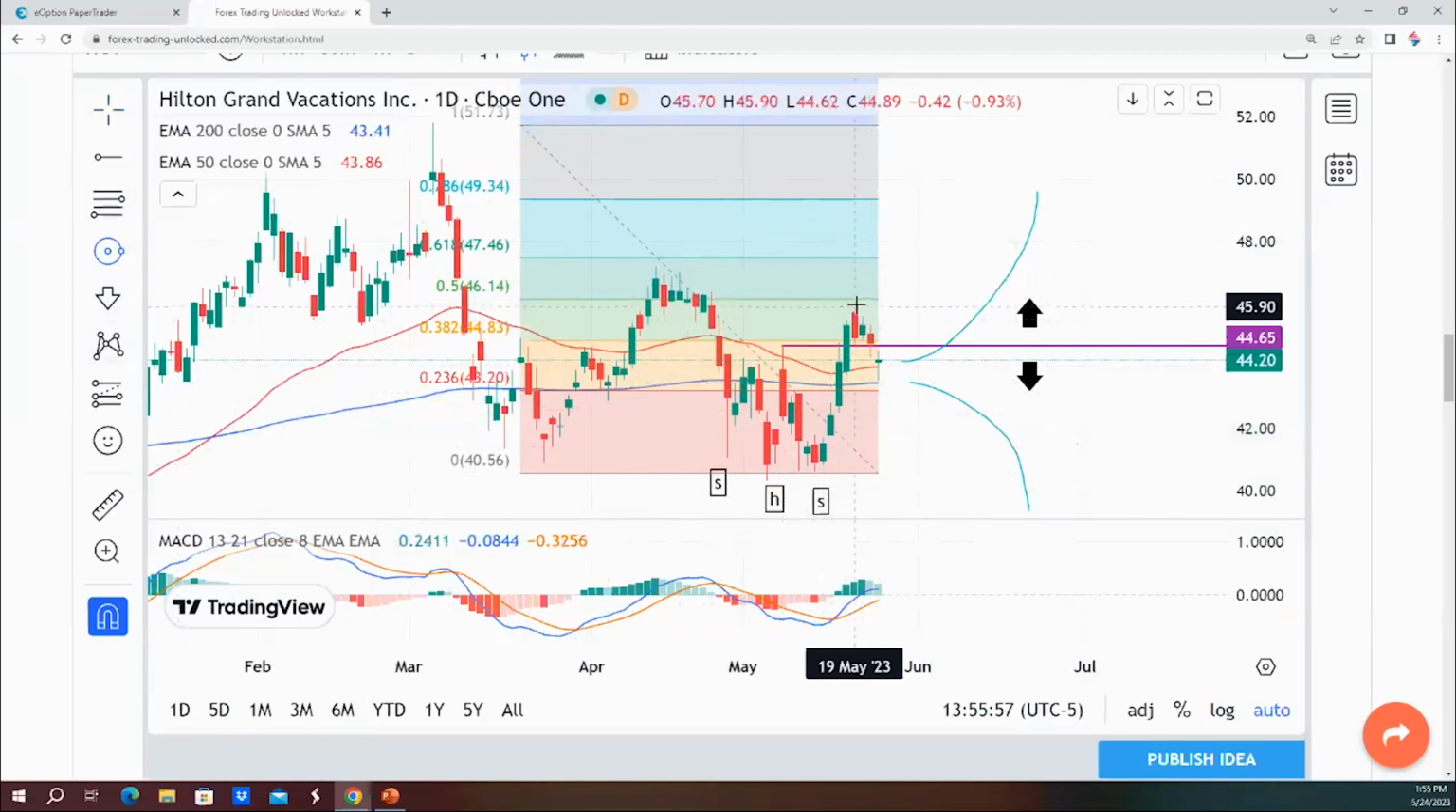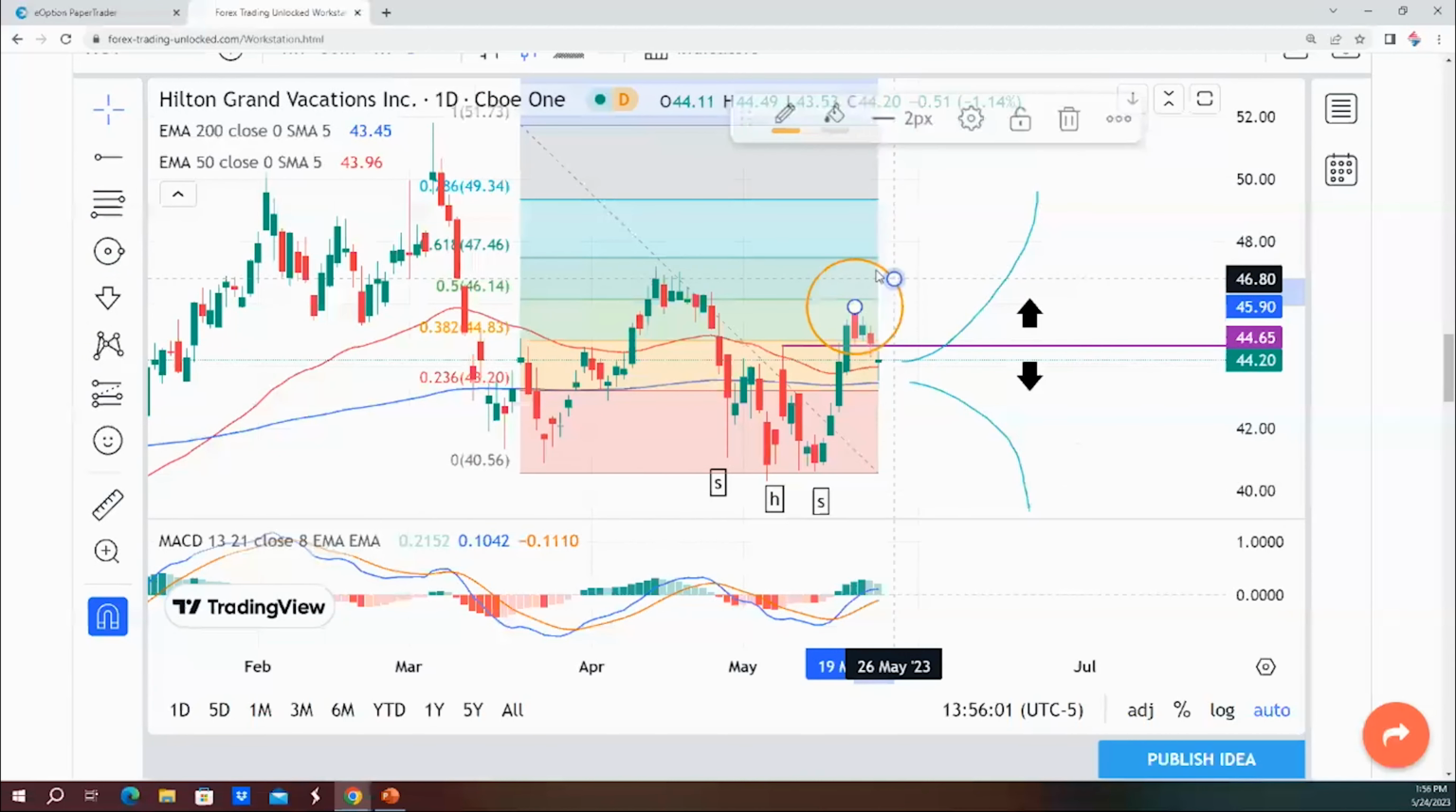This swing high here is just below our 50% level. And let's put this up. We're at the top of the circle here. This is the 0.618 area.